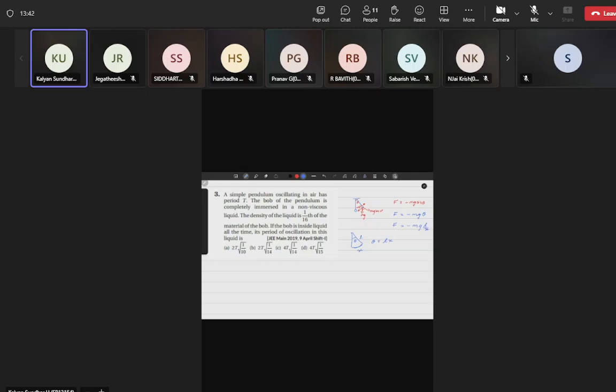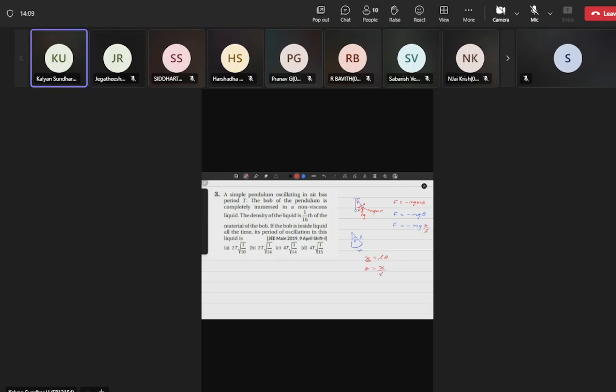Arc, theta is equal to arc length by radius, correct? So this will be x by r. Wait, one second. Correct. So theta will be equal to x by L.